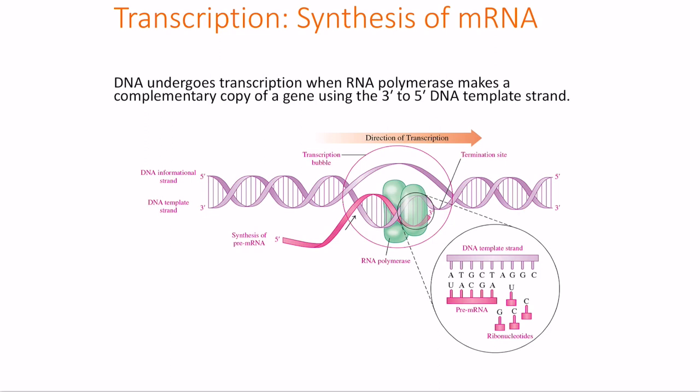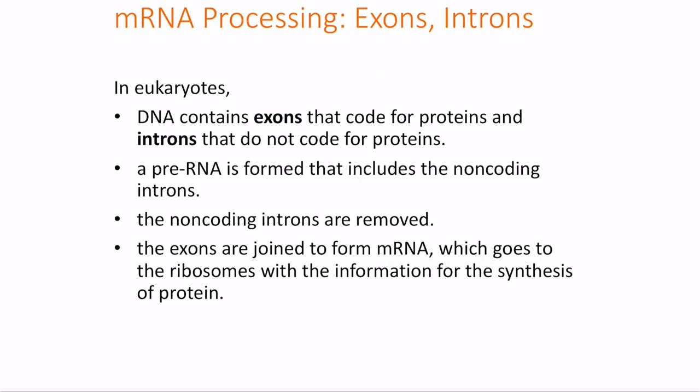So it splits the DNA at a part of the strand, and then synthesizes the mRNA, and then moves out, and then the mRNA creates the pre-mRNA that goes outside the nucleus, finally creating the process for translation. So in eukaryotes, the DNA contains exons that code for proteins and introns that do not code for proteins. So there are two types that are involved.